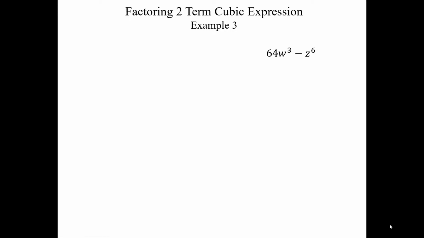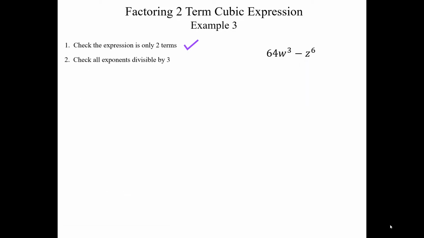Factoring a two-term cubic expression, example 3. The expression we're going to factor is 64w cubed minus z to the 6th. So the first check is to make sure the expression is only two terms. And this one is. There's just two terms, so that checks.